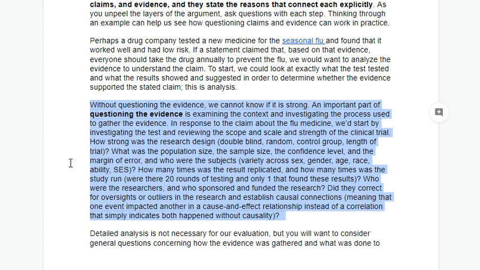How many times was the result replicated? And how many times was a study run? Were there 20 rounds of testing and only one that found these results? Who were the researchers? And who sponsored and funded the research? Did they correct for oversights or outliers in the research and establish causal connections, meaning that one event impacted another in a cause and effect relationship instead of a correlation that simply indicates both happened without causality?